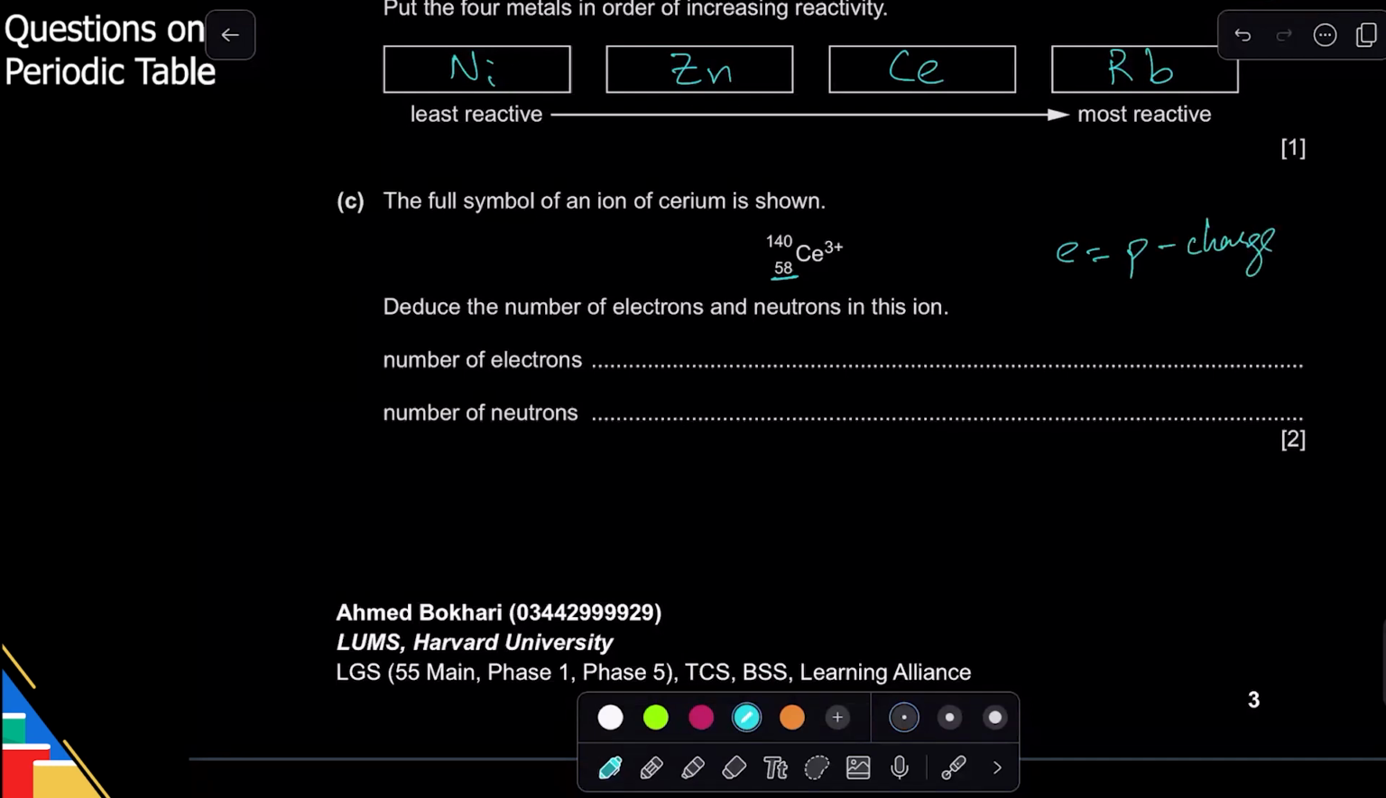So protons is 58 minus 3, 55. Number of neutrons is mass, which is A, minus proton numbers, which is Z. So that is number of neutrons. So 140 minus 58. I think that is 92, if I'm not wrong. No, 82. Again, please confirm from your calculators.